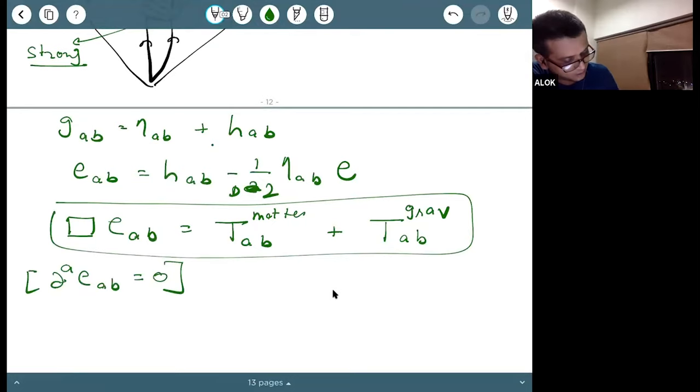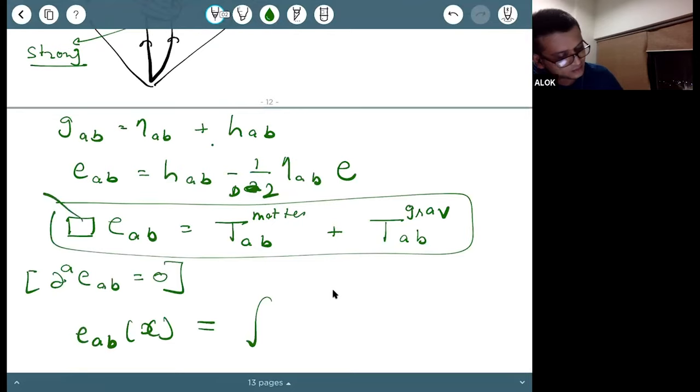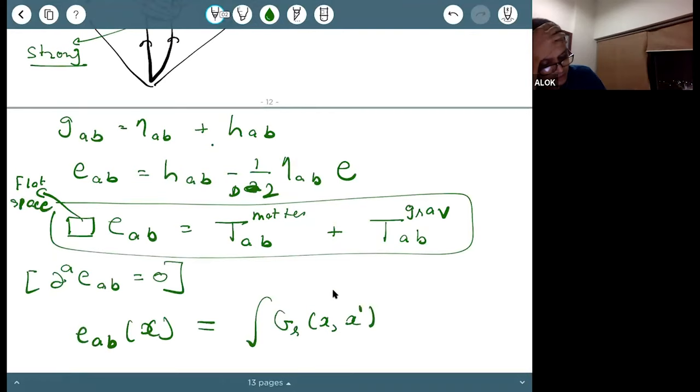And then I can rewrite this E_AB as a function of x, because this is a flat space wave operator. So I can rewrite this E_AB in terms of the retarded Green's function with respect to flat space. I just put eta here, and then let me just call this whole thing T_AB. So the full thing is T_AB.